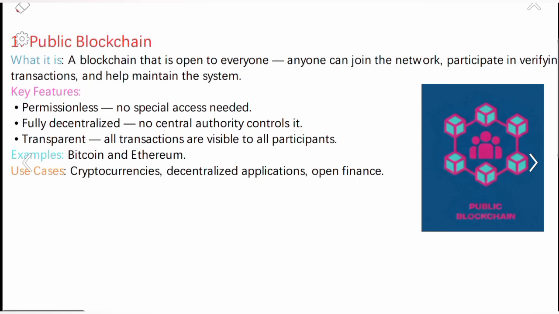The key features are permissionless. That means no special access is needed to access the blockchain, and fully decentralized. So no central authority is controlling it. Each user has equal and independent authority on the blockchain. Transparent. All the transactions done in this blockchain are visible to all the users. Next, examples of this blockchain are Bitcoin and Ethereum. Use cases are cryptocurrencies and decentralized applications.